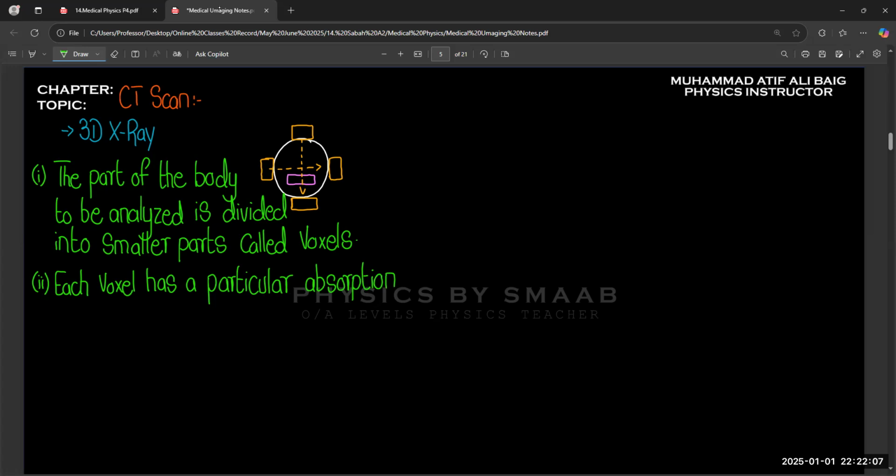If we are taking a CT scan for a solid side of the body, like shoulder or elbow, we know that it is made up of strong bones, so we can use X-rays of strong intensity. But if we are taking a CT scan of the brain, there are no bones in the brain, so definitely we require less intensity.